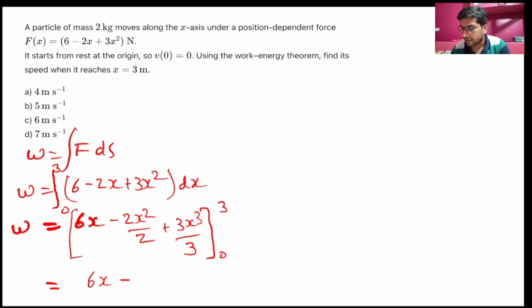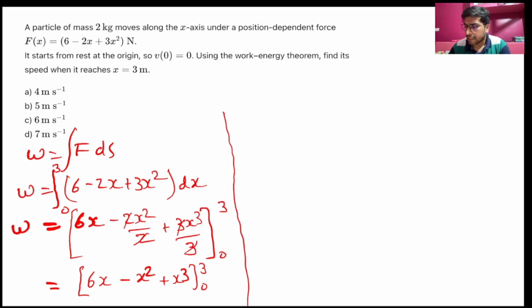6x minus x square, this 2 we can cancel out, 3 we can cancel out, plus x cube, and limit will be 0 to 3. We can write further 6x, 6 into 3, work done is equal to 6 into 3, 18 minus 9 plus 27. This is equal to how much? 27 plus 9, it means 36 joule.